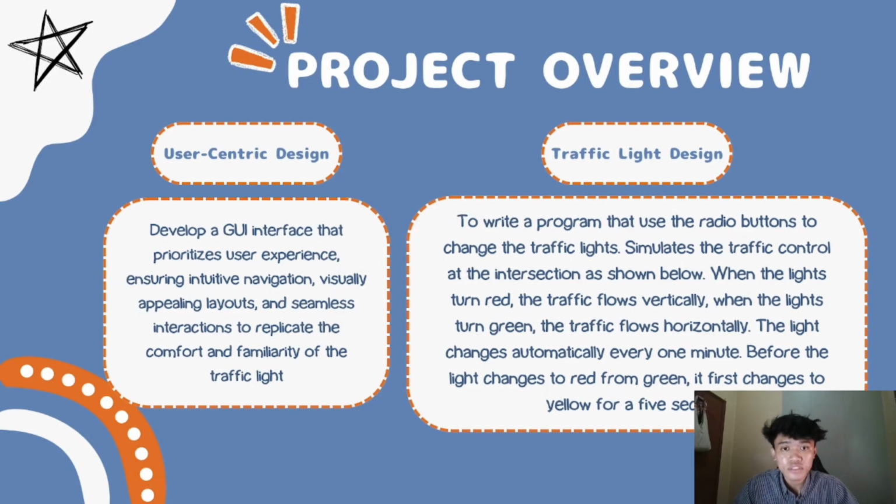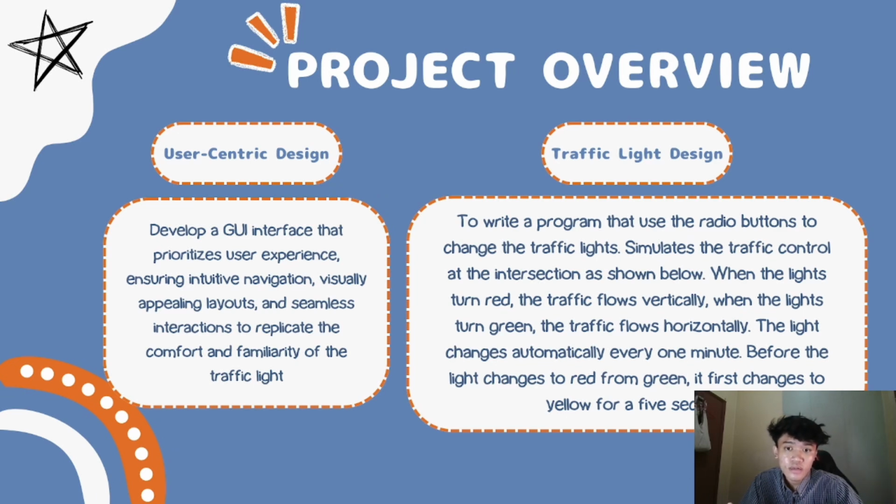So here is the project overview, which we divided into two parts. The first part is user-centric design, and the second part is traffic light design. For the user-centric design, we developed a GUI interface that prioritizes user experience, ensuring intuitive navigation, visually appealing layouts, and seamless interaction to replicate the comfort and familiarity of the traffic light. And for the traffic light design, we wrote a program that uses radio buttons to change the traffic lights, simulating the traffic control at the intersection as shown after this.